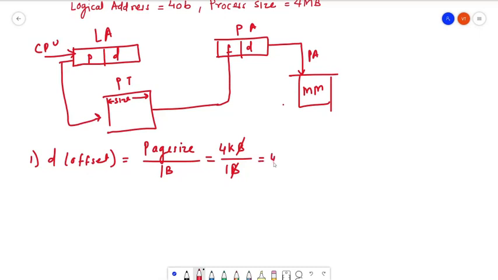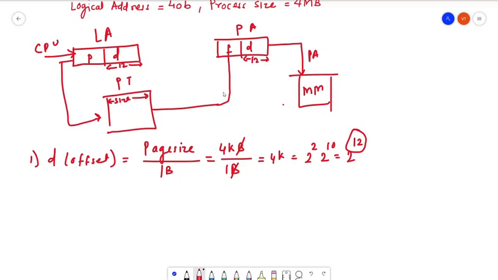So we'll get 4K, which can be written as 2 raised to 2 into 2 raised to 10. So that will be equal to 2 raised to 12. Okay, so this is your D. You can write here D. D will be how much? 12 bits. So this will also be 12 bits.